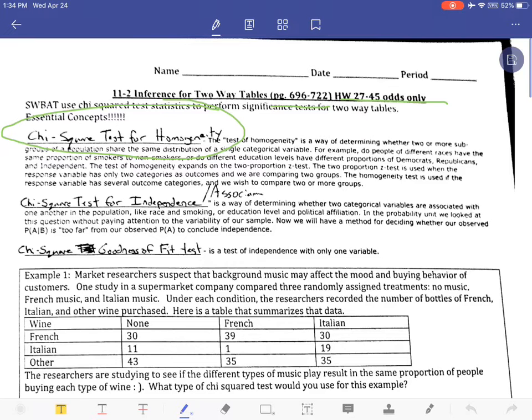This is a test which we're going to do if we're given a two-way table. Remember, a two-way table, as you can see down here, is a table that we use to display categorical data when we have more than one variable. For our goodness of fit test, we just had one categorical variable that we're looking at, but for these next two tests, we're dealing with more than one variable. For the chi-square test for homogeneity, it's a way of determining whether two or more subgroups of a population share the same distribution of a single categorical variable.